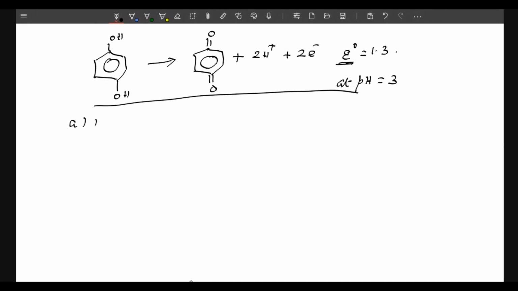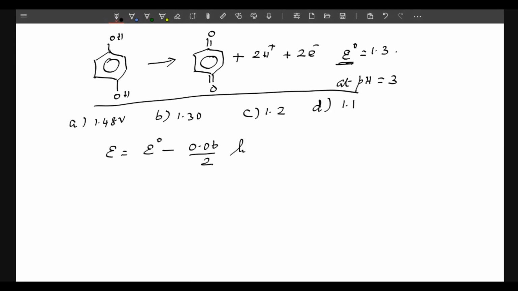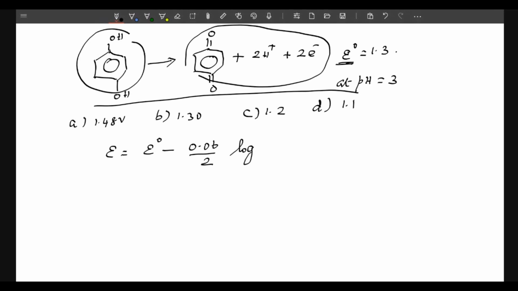Option A, 1.48 volt, B, 1.3 volt, C, 1.2 volt, D, 1.1 volt. Therefore, epsilon is equal to, you have to make use of the Nernst equation, minus 0.06 by how many electrons are involved? 2 electrons are involved, log of product side over reactant side. The H plus ion concentration, power 2, and the electrons' activity is always taken to be 1.